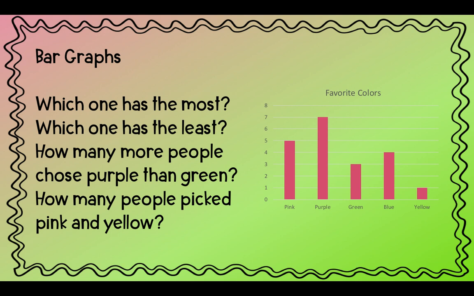Which color has the least? I think it's yellow. Yellow is the smallest bar. It only goes up to the number 1. There are no other bars that are that small.